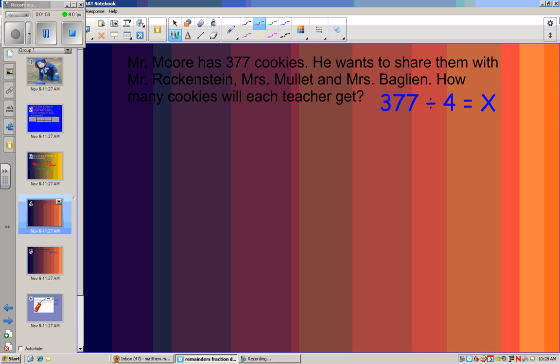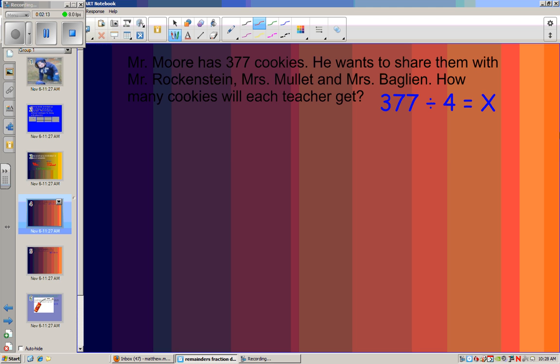Our first problem says Mr. Moore has 377 cookies. He wants to share them with Mr. Rockenstein, Mrs. Mullet, and Mrs. Bagley, which we know really never happens, but we'll pretend like I'm sharing. How many cookies will each teacher get? Well, we know our number model is going to be 377 divided by 4 equals x.